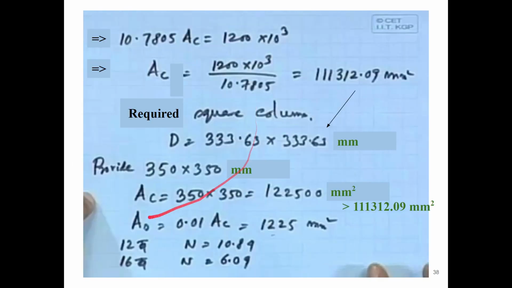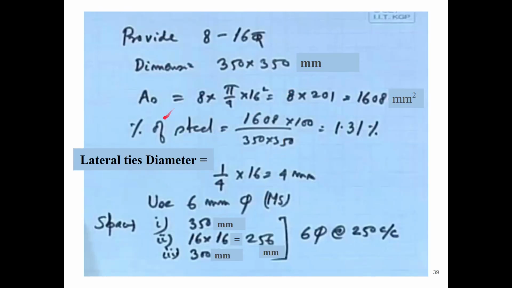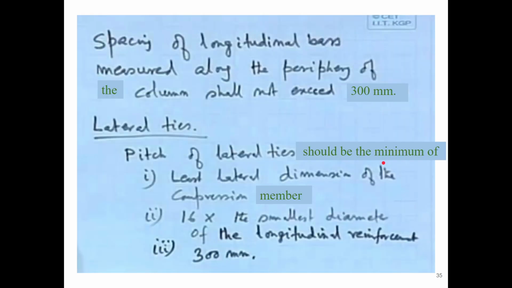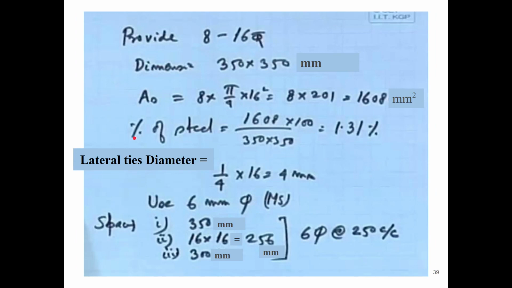The dimension we have considered is 350 by 350. So the area of steel we will provide is 8 into pi by 4 into 16 square, which is 1608 mm square. We needed 1225 and we have given 1608, so it is okay. The percentage of steel comes as 1.31%, which is greater than 0.8%. As we discussed a few slides back, the amount of reinforcement should be greater than 0.8% and less than 6%. So we find the p value as 1.31%, which is greater than 0.8, so it is okay.